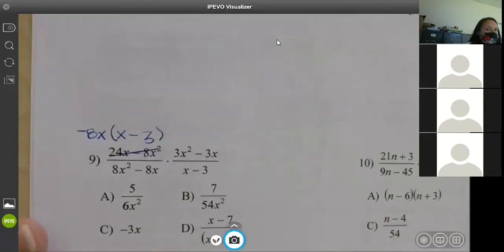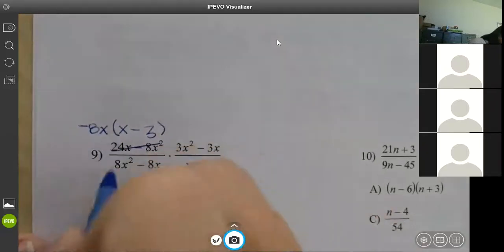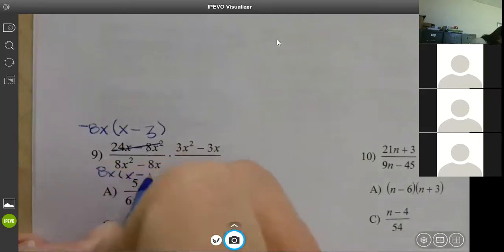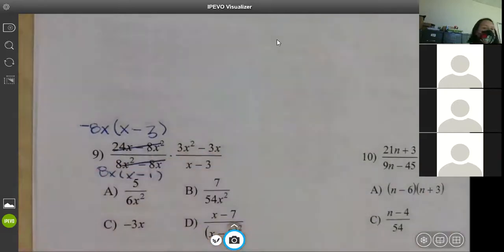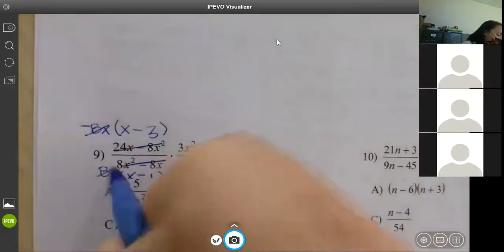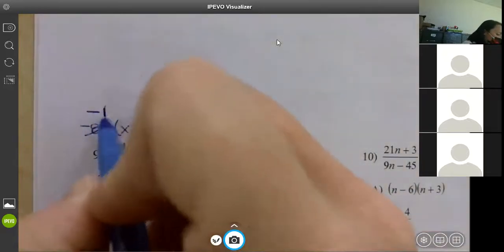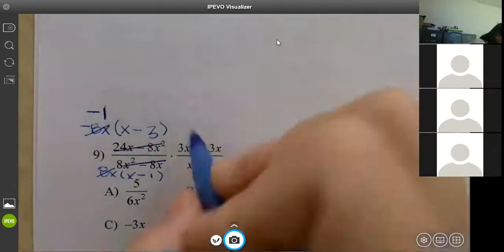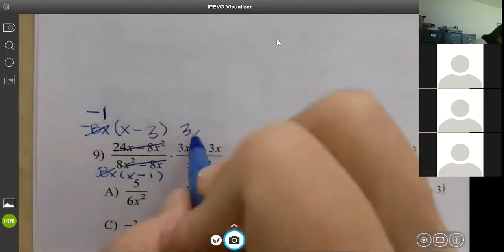All right, on the bottom, 8x squared minus 8x. Please do with x minus 1. Good job. If you already see that 8x is there, that's fine, but don't forget that you have that negative. So I just throw a negative 1 up there just in case I miss it, okay? On the other side, 3x squared minus 3x.